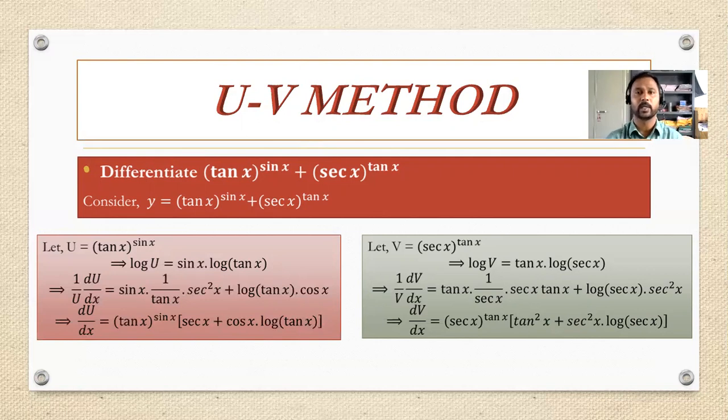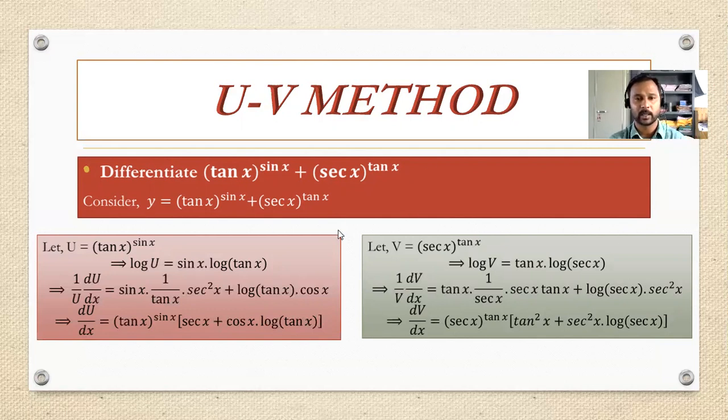Continue the same process. v equal to sec x power tan x implies log v equal to, the power comes in front, tan x log of sec x. Differentiating both sides, 1 by v dv by dx is tan x into 1 by sec x into sec x tan x, plus log of sec x into derivative of tan x, sec square x. Finally, dv by dx is sec x to the power of tan x into tan square x plus sec square x into log of sec x.